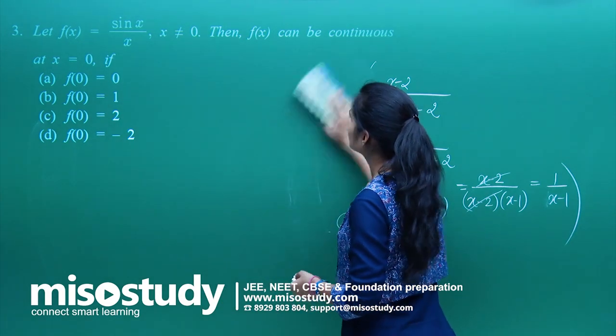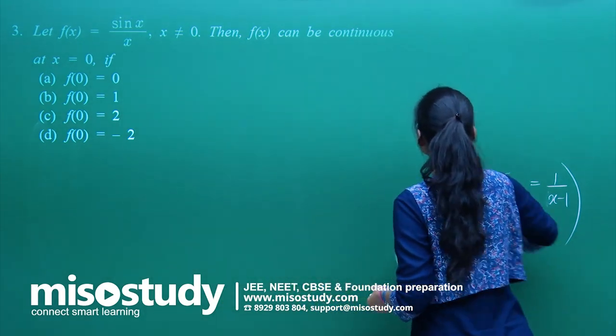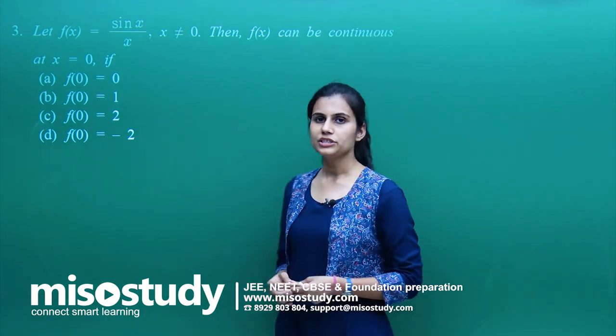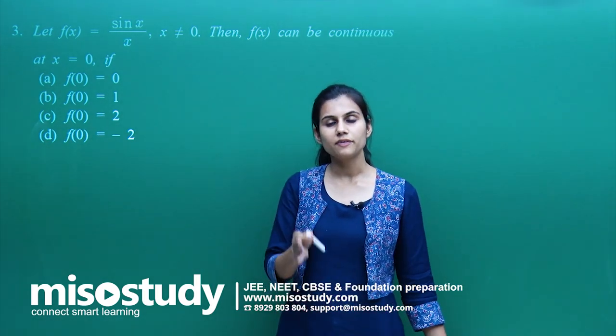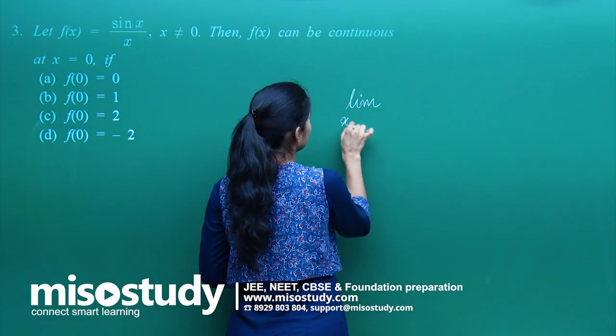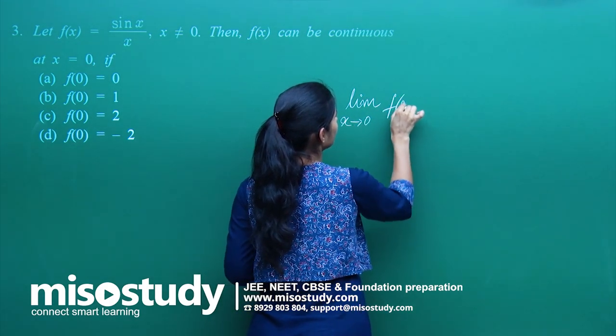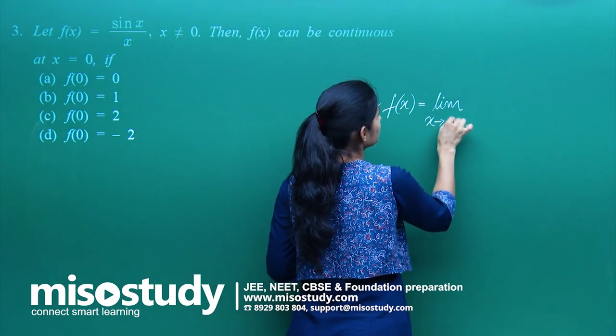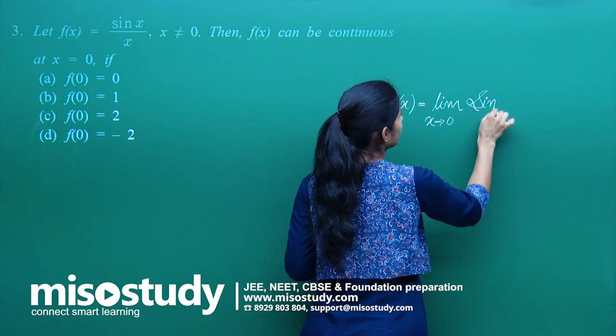Next question is, f(x) is sin x by x when x is non-zero. What do you think is going to make this function continuous at x equals 0? This function will be continuous at x equals 0 if f of 0 is defined to be equal to limit x tends to 0 f of x. So what is limit x tends to 0 f of x? This is pretty simple. Limit x tends to 0 sin x by x.